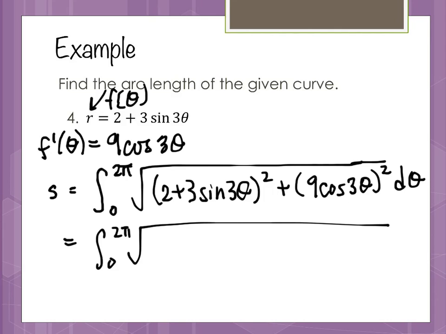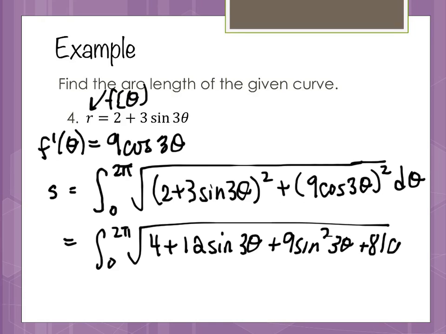All right, so what do I get when I square out 2 plus 3 sine 3 theta? 4, plus 12 sine 3 theta first, not squared. Yes. Right? Okay, good. And then what's next, Jordan? 9 sine squared 3 theta. Good. The other piece is easier to square because it doesn't have any addition in it, so it's just going to be 81 cosine squared of 3 theta. There's a d theta there on the end. It's kind of looking funny, but it's there.